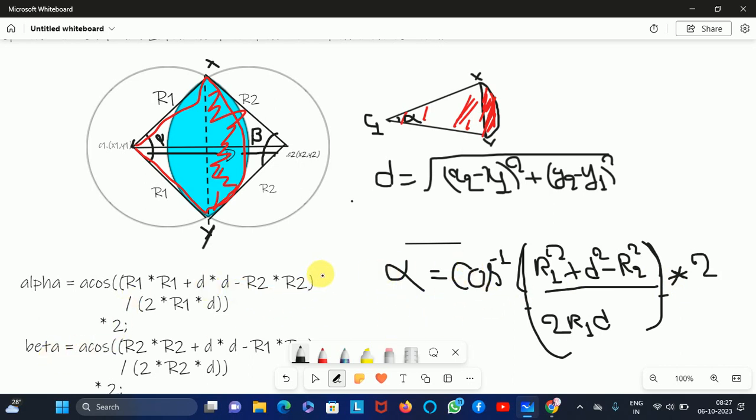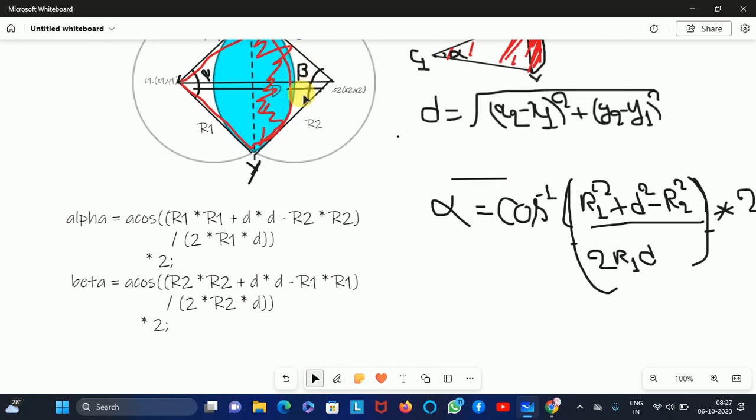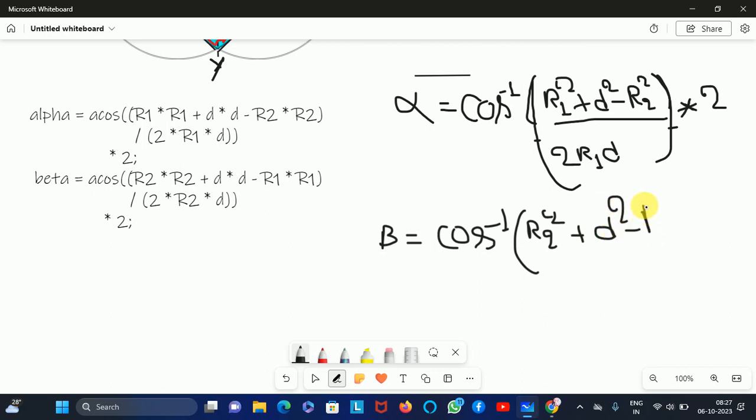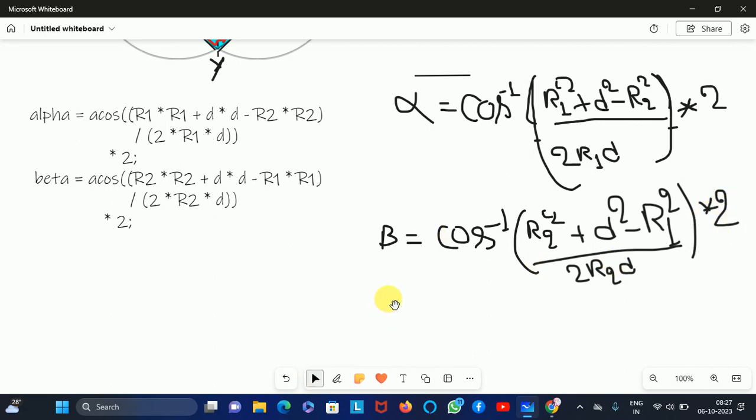And similarly the beta formula. This beta will be cos inverse of (r2 square plus d square minus r1 square) upon (2 r2 d), and the whole multiplied by 2. So these are the two formulas we will be using.